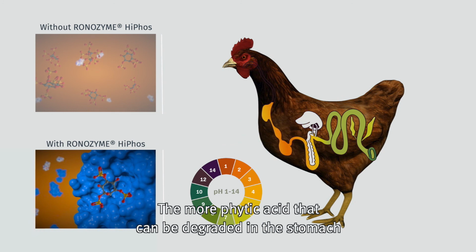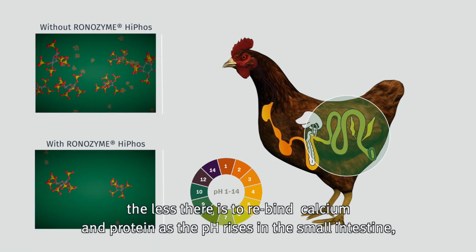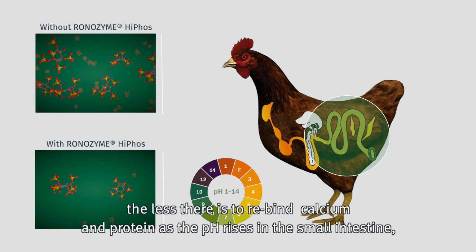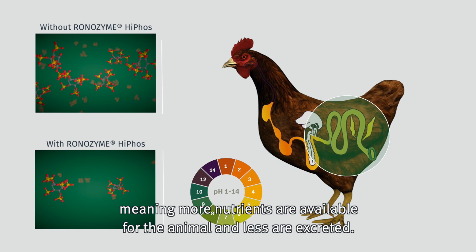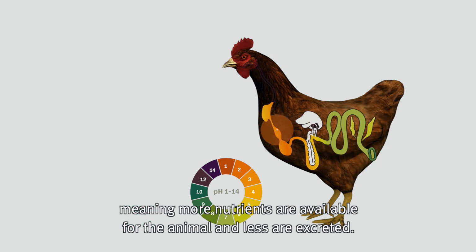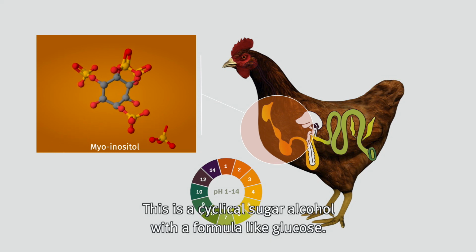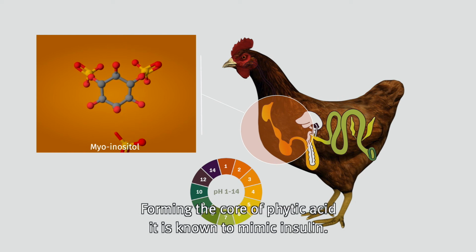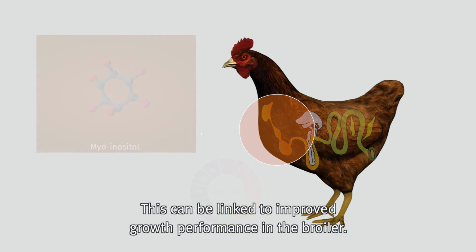The more phytic acid that can be degraded in the stomach, the less there is to rebind calcium and protein as the pH rises in the small intestine, meaning more nutrients are available for the animal and less are excreted. Myo-inositol is also formed. This is a cyclical sugar alcohol with a formula like glucose. Forming the core of phytic acid, it is known to mimic insulin. This can be linked to improved growth performance in the broiler.